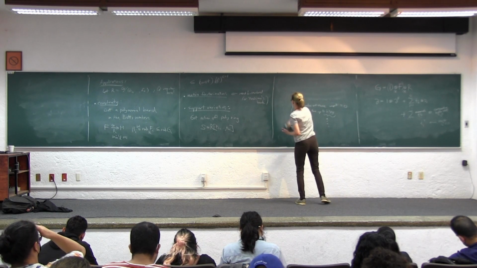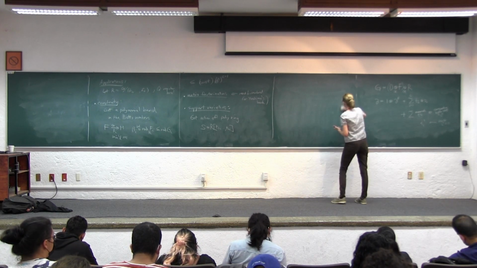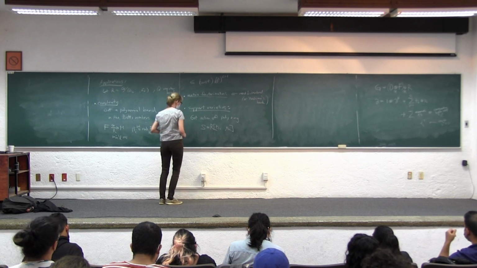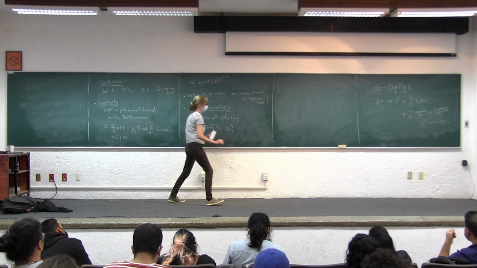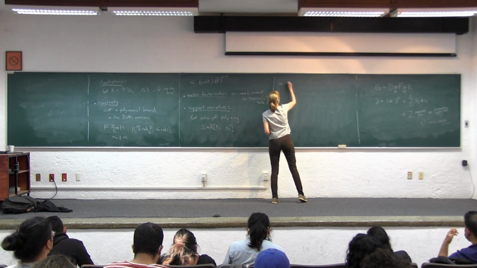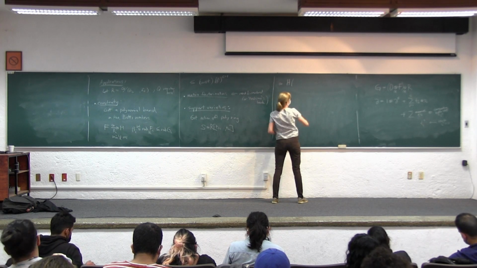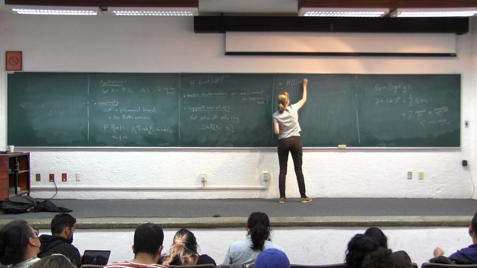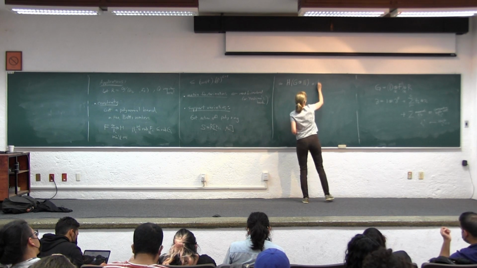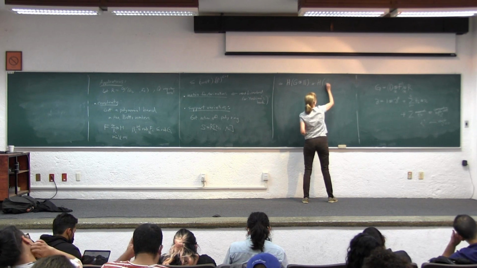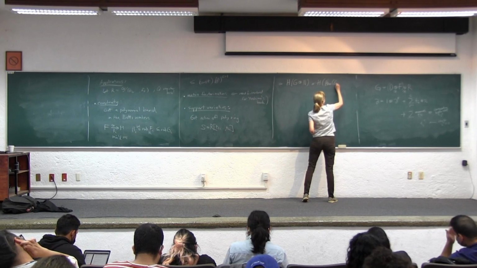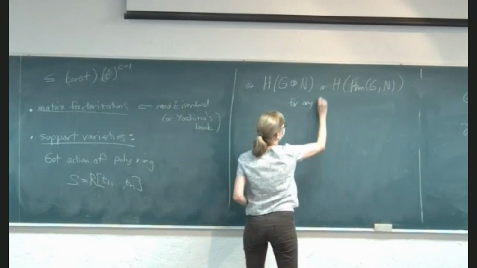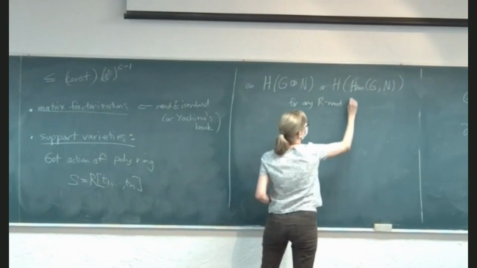It's not a great action. Oh, so that's actually sort of wrong. Okay, so you get an action on the homology of anything, so G tensor N, or homology of Hom of G into N, or any R-module N.